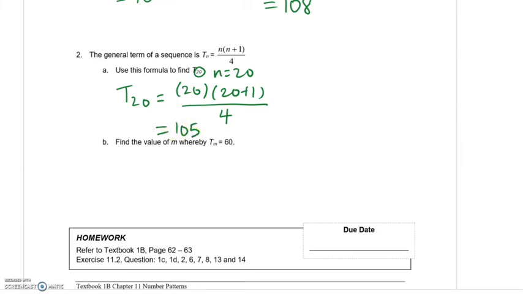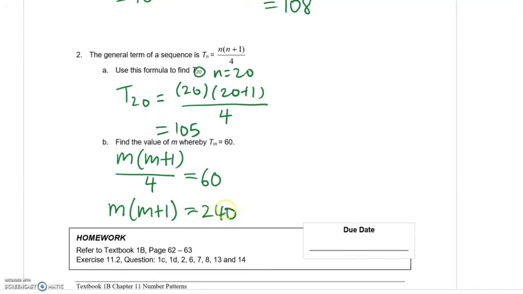Now, find the value of m whereby Tm equals 60. Well, let's just rewrite what Tm is supposed to be. Tm is just basically replacing n with m. So instead of writing n times n plus 1 over 4, I will be writing m times m plus 1 over 4 equals 60. Alright, so how are we going to solve for the value of m now? Well, let's multiply by 4 both sides. So we have m times m plus 1 equals 240.